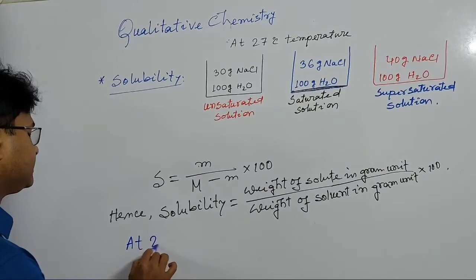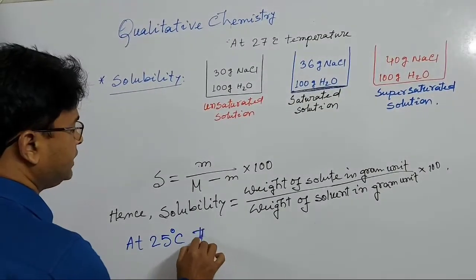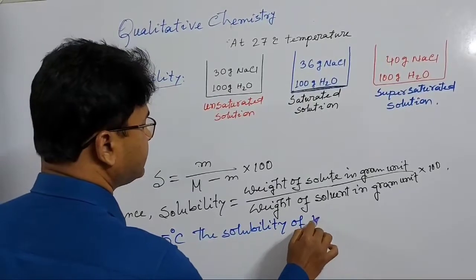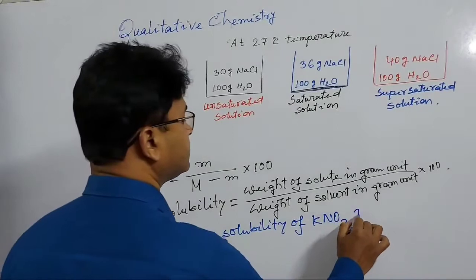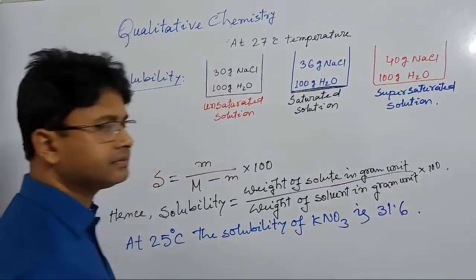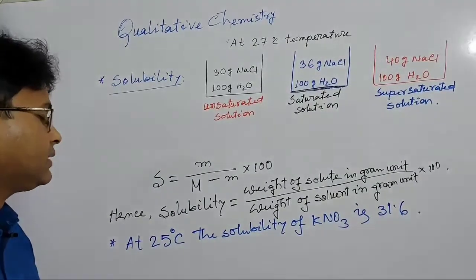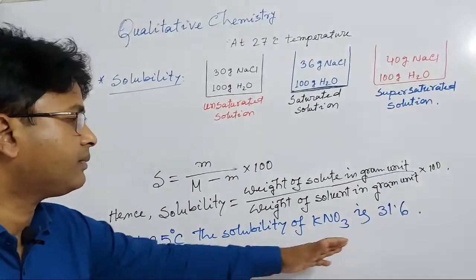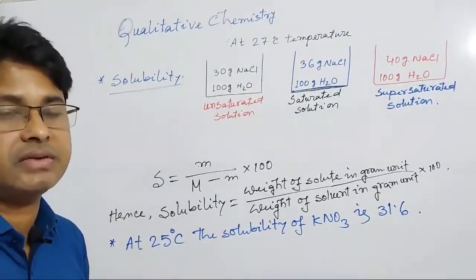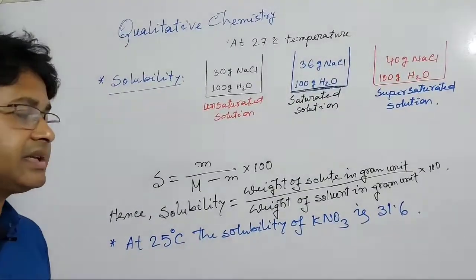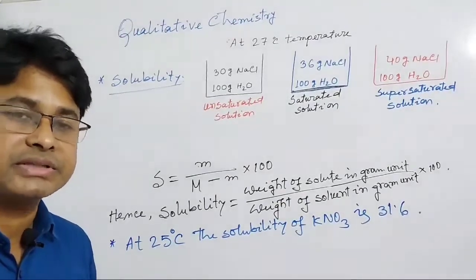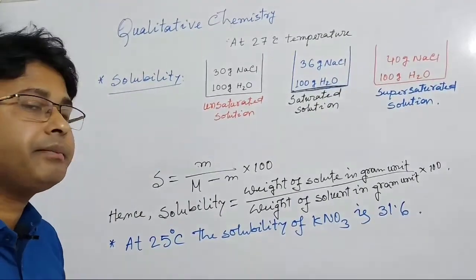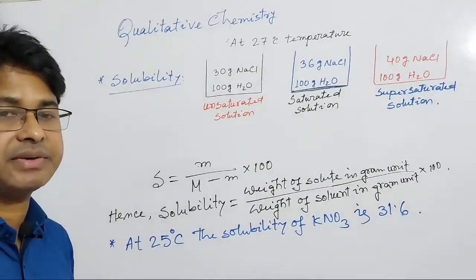At 25 degree centigrade temperature, the solubility of potassium nitrate is 31.6. What does it mean? Actually, if 31.6 gram potassium nitrate is dissolved in 100 gram of water at 25 degree centigrade temperature, then it will be the saturated solution of potassium nitrate. That's why the solubility of potassium nitrate is 31.6 gram per 100 gram water at 25 degree centigrade temperature.